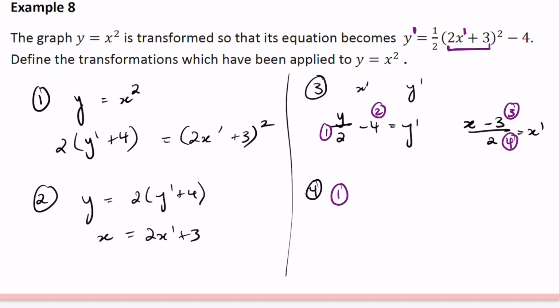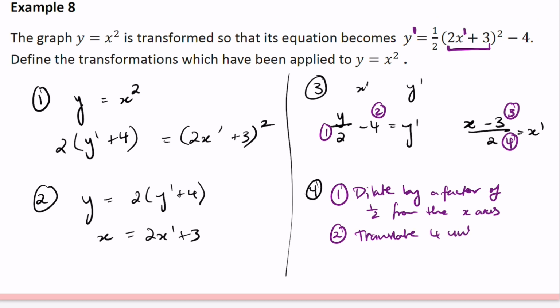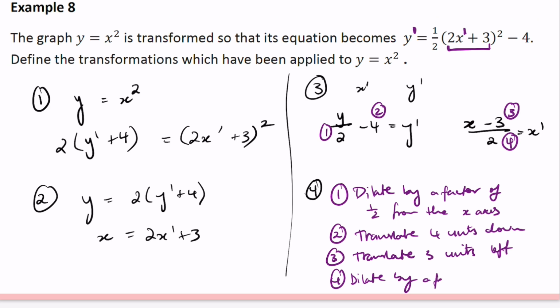Okay, so step 1, we're going to dilate by a factor of 1/2 from the x-axis. 2, translate 4 units down. 3, translate 3 units left. And 4, dilate by a factor of 1/2 from the y-axis.